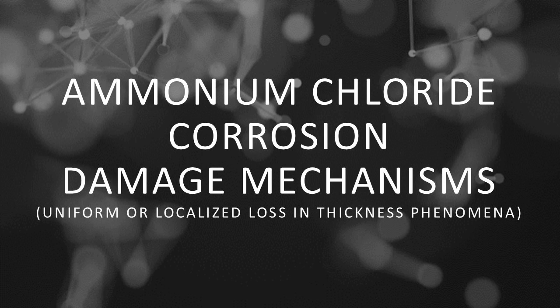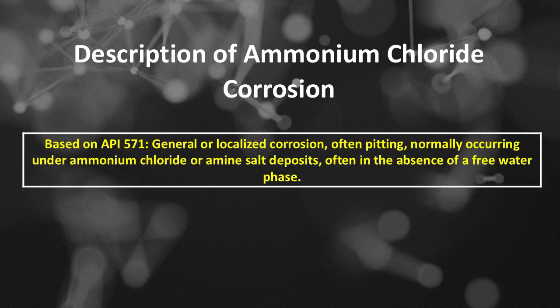Ammonium chloride corrosion as a part of uniform or localized loss in thickness phenomena. Description of ammonium chloride corrosion based on API 571: general or localized corrosion, often pitting, normally occurring under ammonium chloride or amine salt deposits, often in the absence of a free water phase.